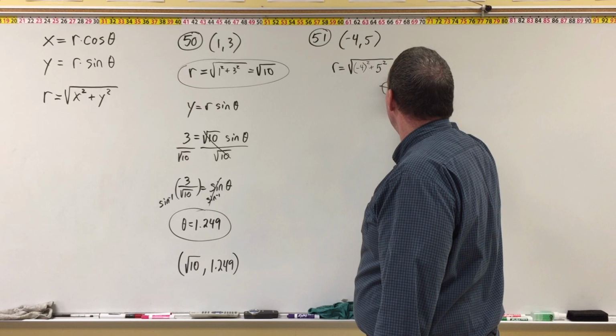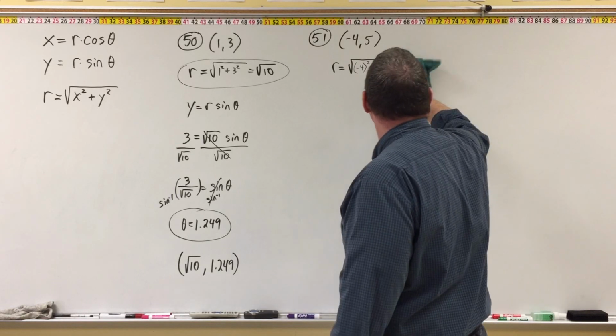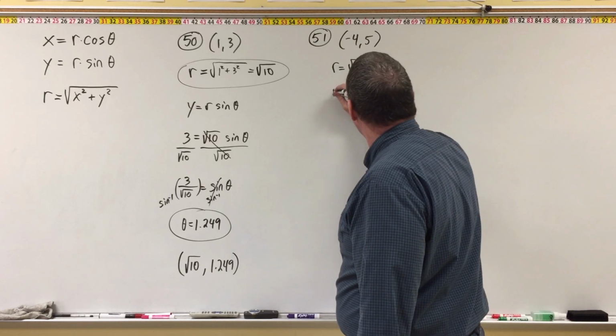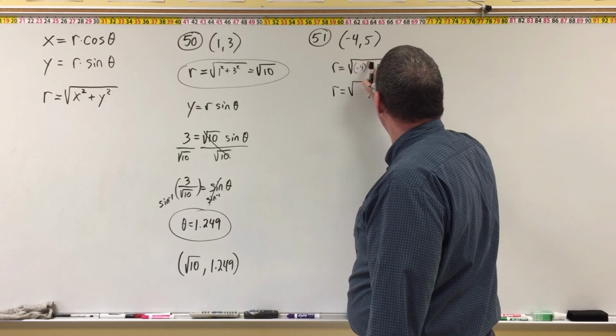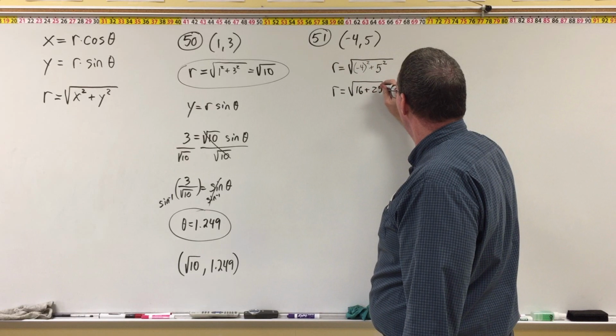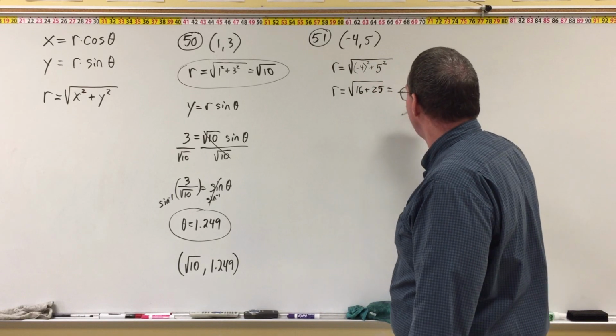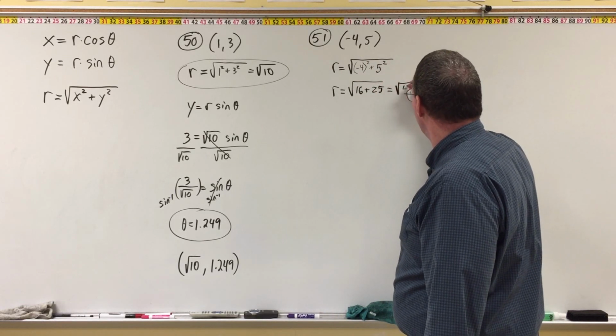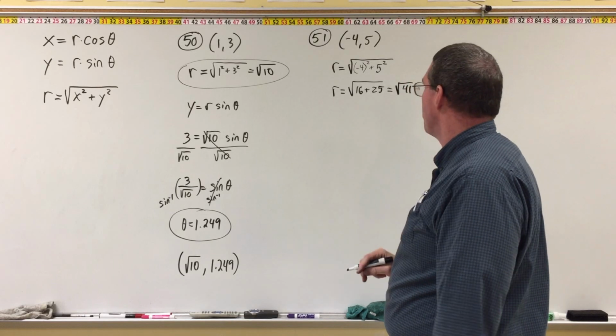Okay, and so that's going to be, well, let's go vertically here. So now r is going to be equal to the square root of -4 times -4 is 16, plus 5 squared is 25. And so 16 plus 25, that's 41. So the square root of 41. So the radius is the square root of 41.